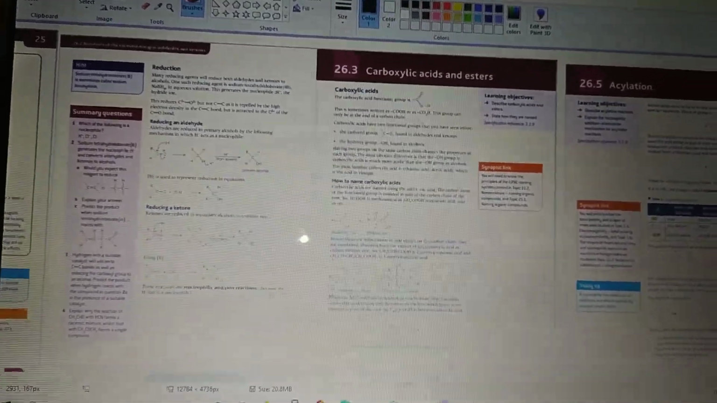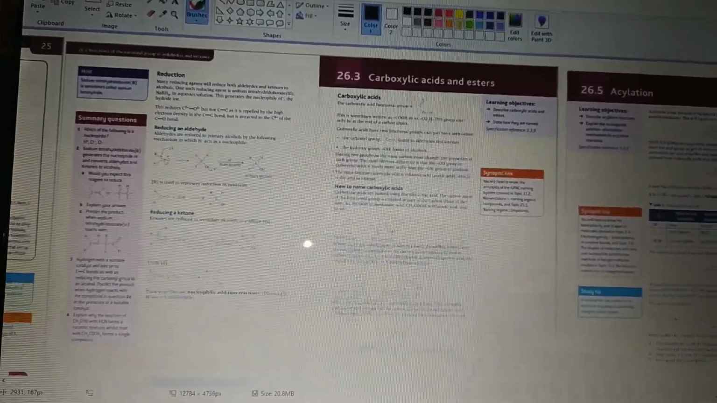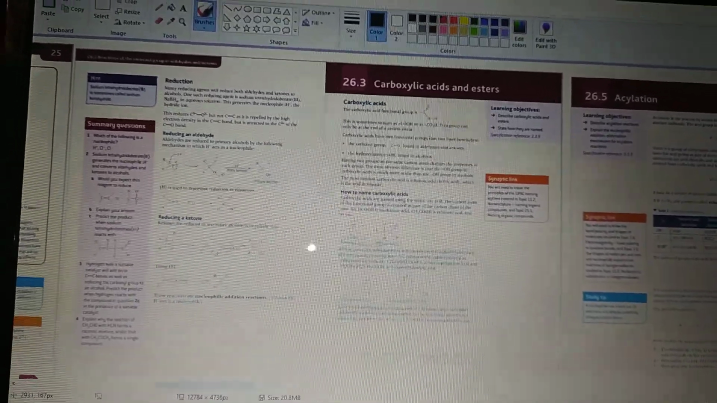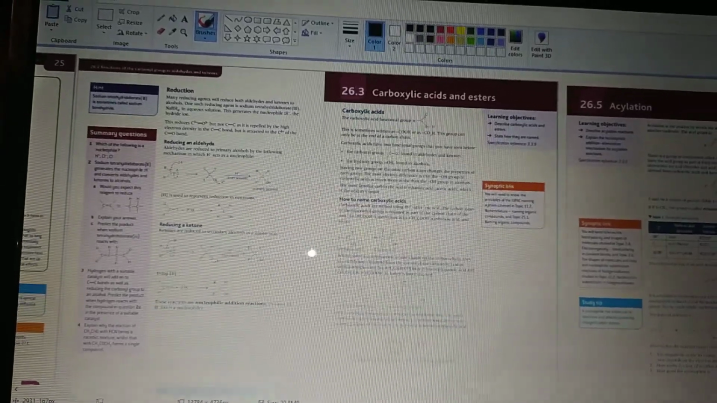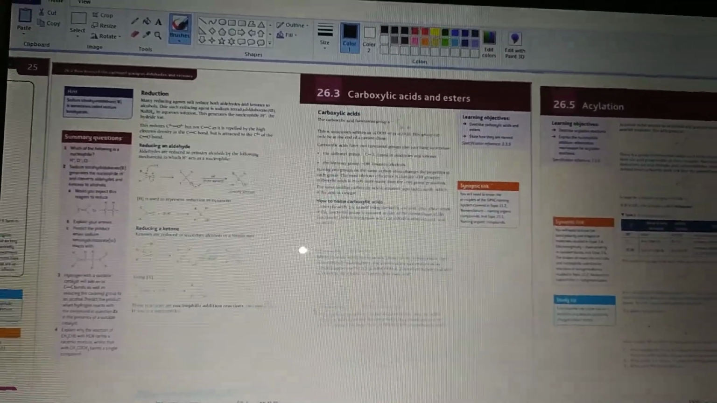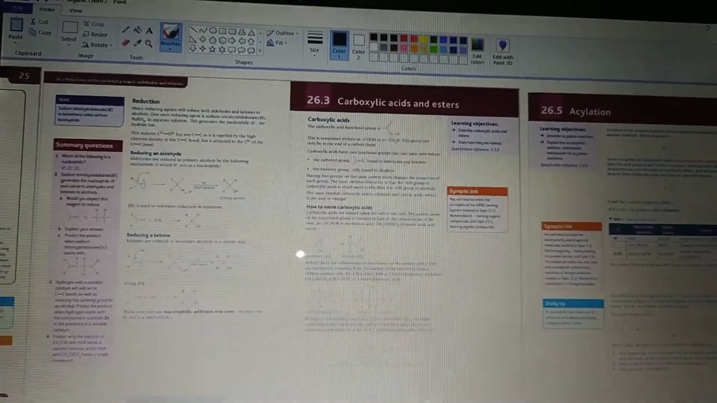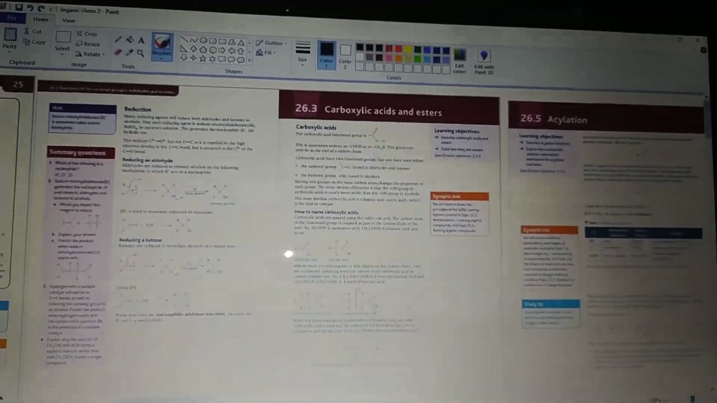Now, since we want to form a carboxylic acid, we want to allow the complete oxidation process to take place. That's why we use the reflux process. This is done under heat or warm temperature.